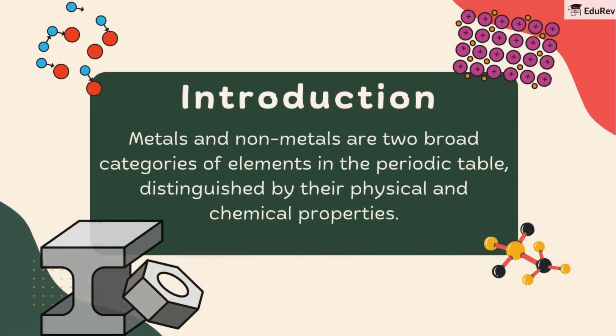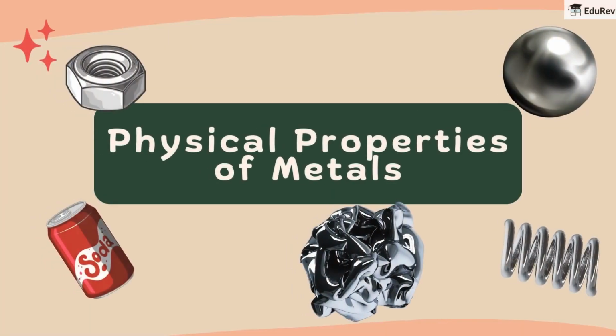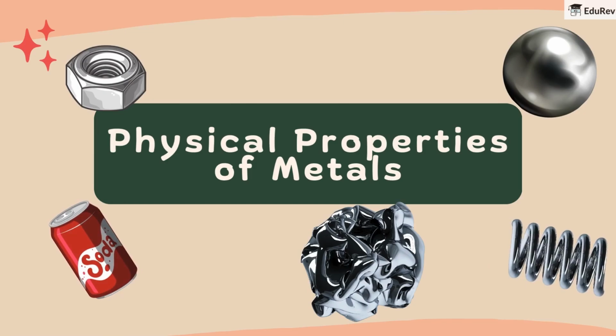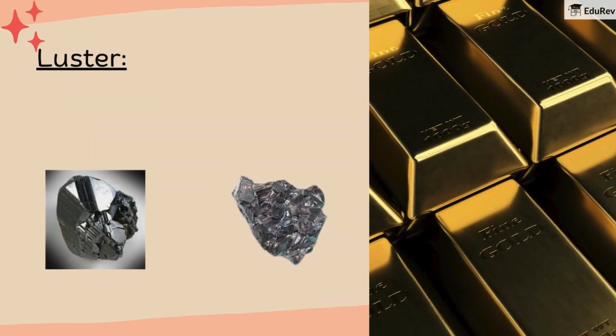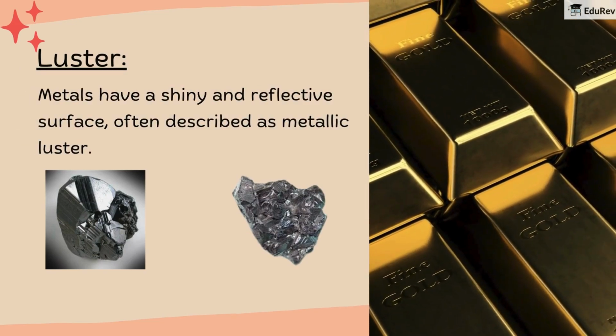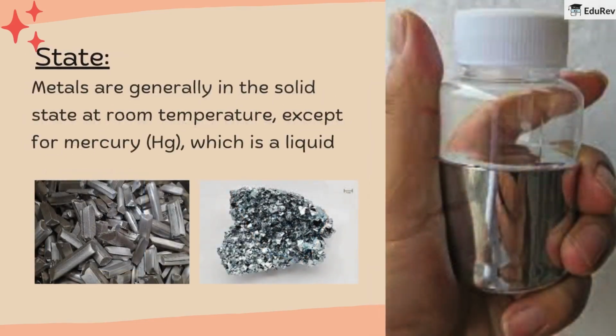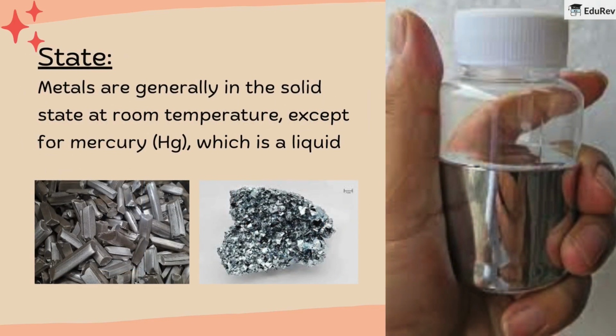Metals and nonmetals are two broad categories of elements in the periodic table, distinguished by their physical and chemical properties. Now, let's start with the physical properties of metals. First, we have luster. Metals have a shiny and reflective surface, often described as metallic luster. Metals are generally in the solid state at room temperature, except for mercury, which is a liquid.